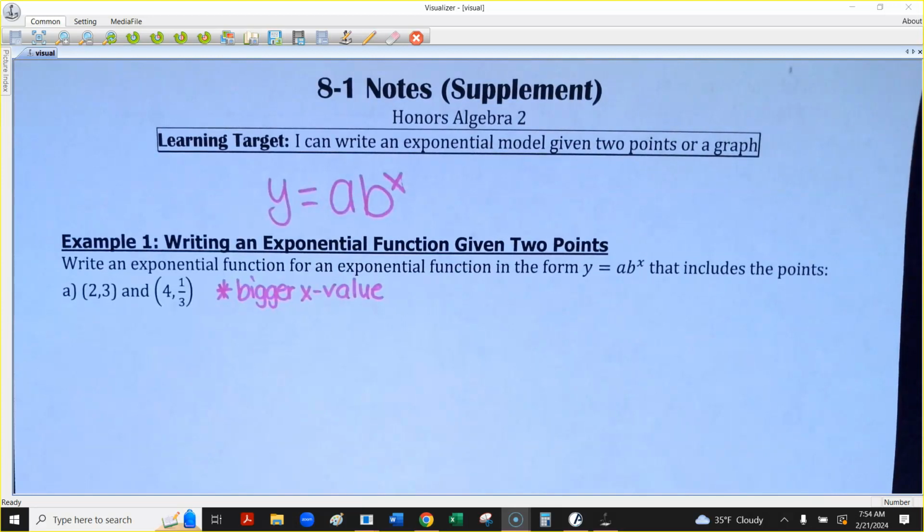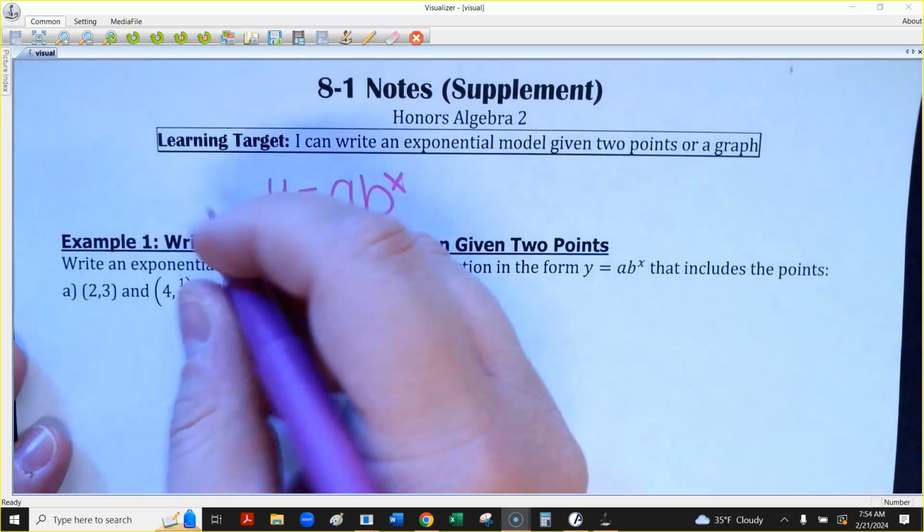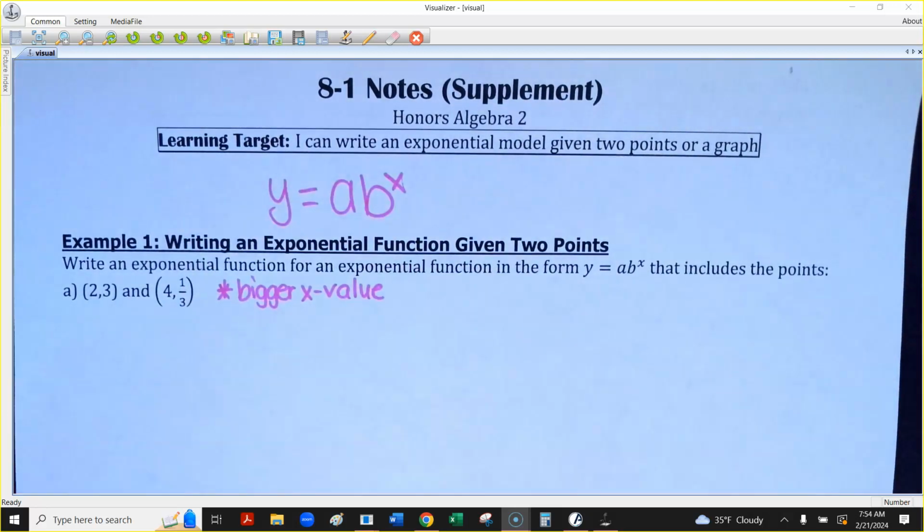So I have 2 points here. I have the point (2, 3), and then I have the point (4, 1/3). Which point would I start with? The (4, 1/3), because, and this will make sense in a second when we start doing this problem. All right, so I'm going to use my highlighter on this. I'm going to start with this one.